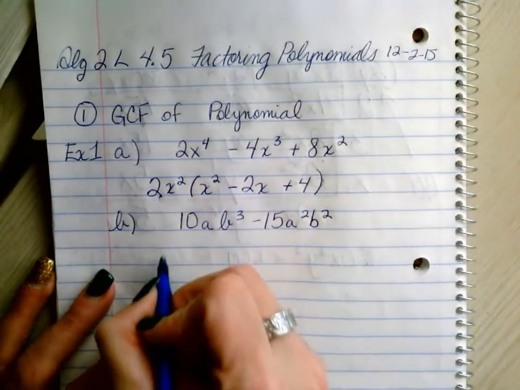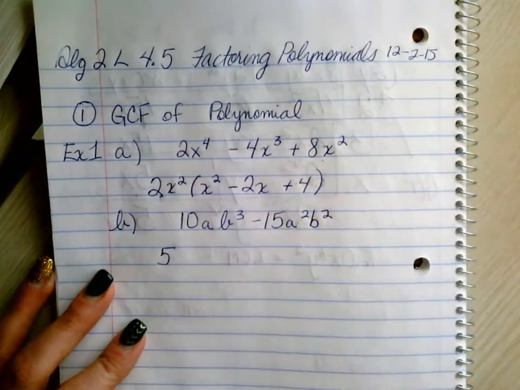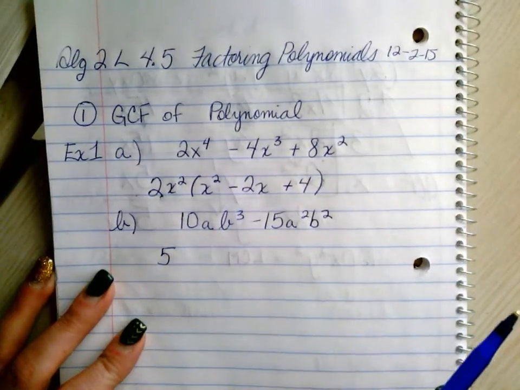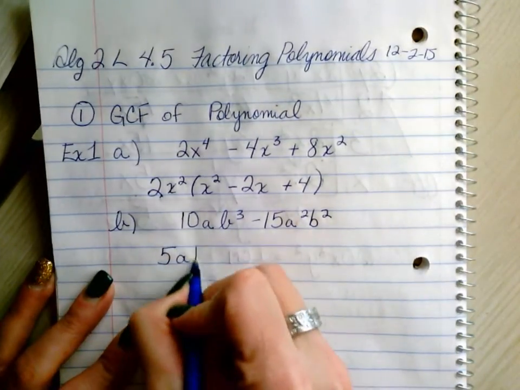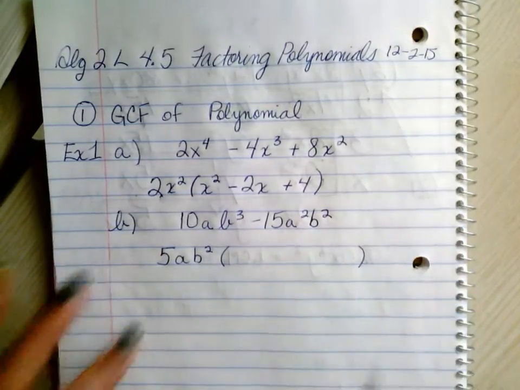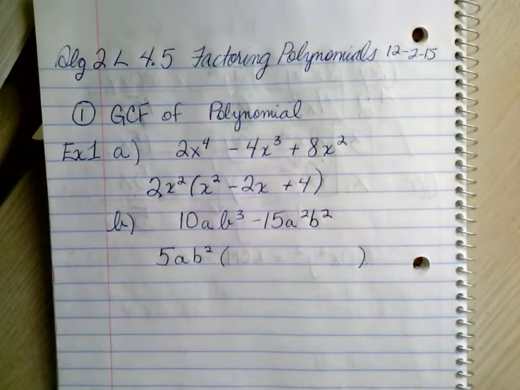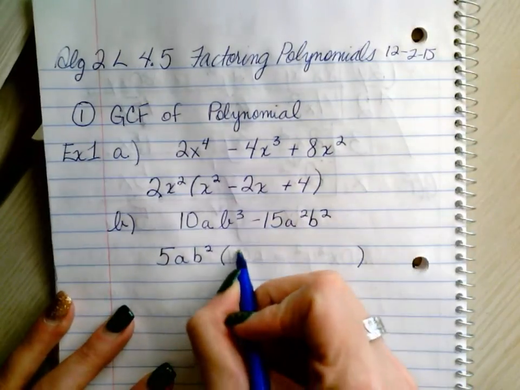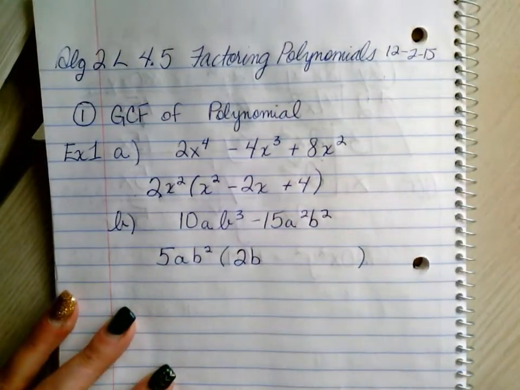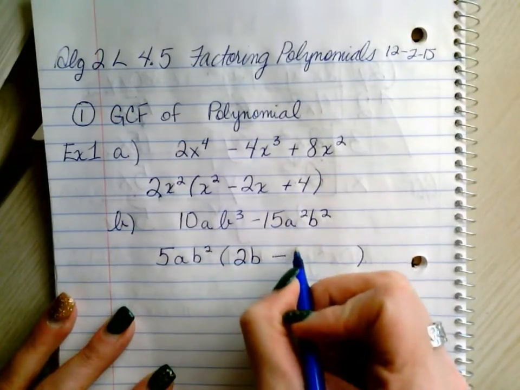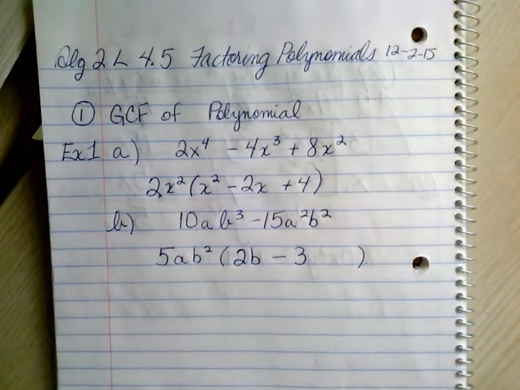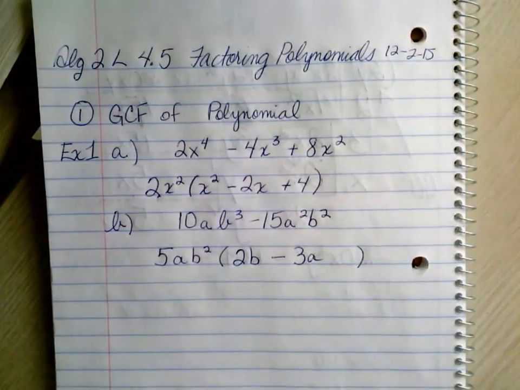I would say the numeric value that we're going to pull out is 5. And would you say ab squared on the letters? Okay, good. ab squared. So that is the largest thing that we can divide out of both of the terms in that binomial. In the first position, that leaves me with 2b. In the second position, that leaves me with 3a. I made my parentheses too big. Okay? That's the end of that.